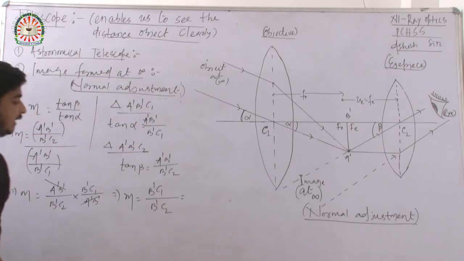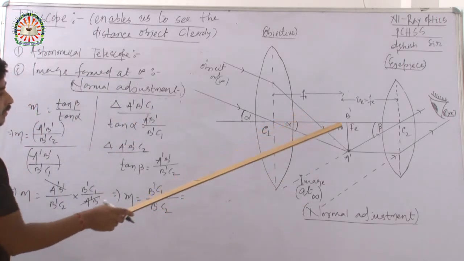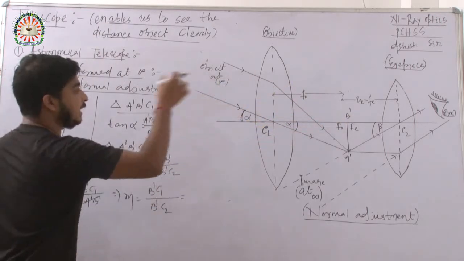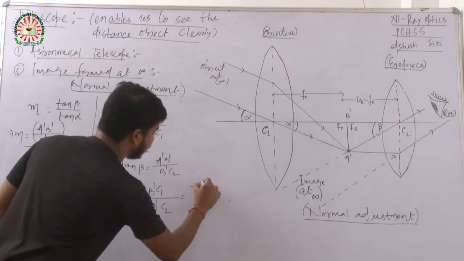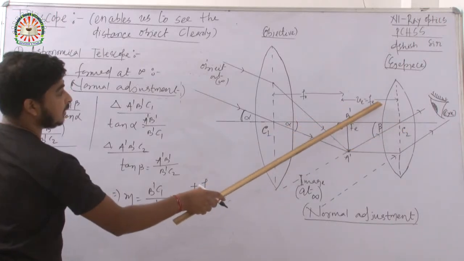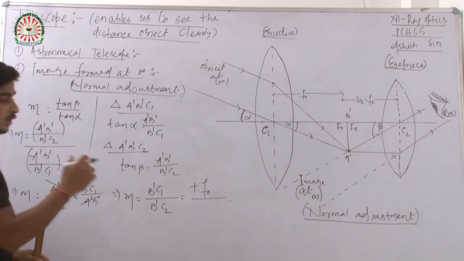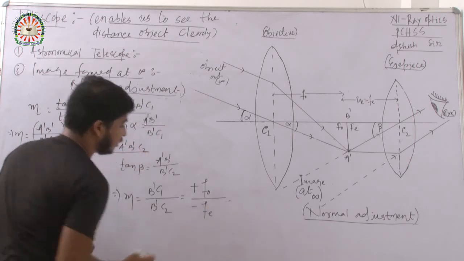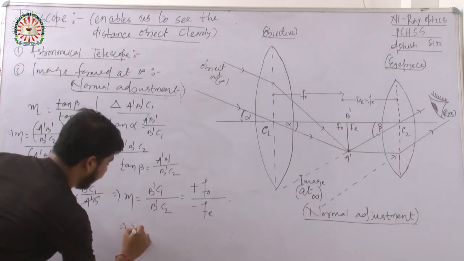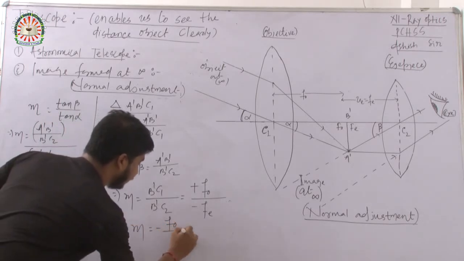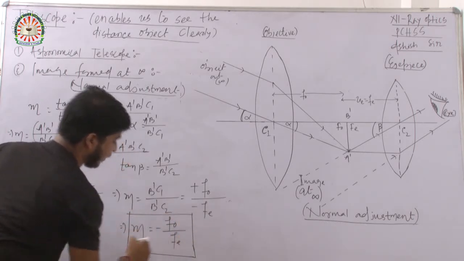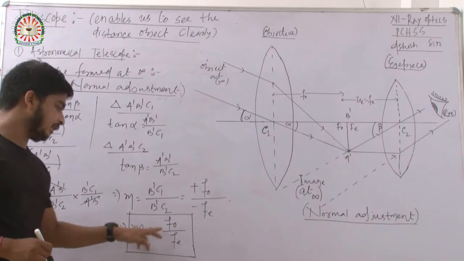Now let's find what is B'C1. B'C1 is FO. This is FO, so it is to the right, so I can say it is plus FO, divided by B'C2. B'C2 is FE, and it is to the left, so I can write it with minus FE. So I found the magnification M equals minus FO upon FE.